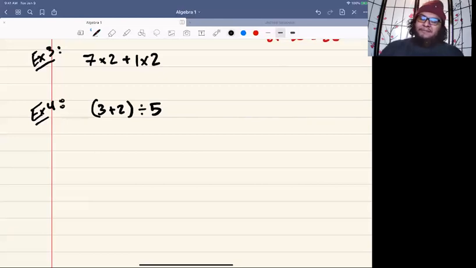Right here, we have parentheses. That means we have to solve whatever's inside the parentheses first. What do we have inside the parentheses? We have 3 plus 2. So what's 3 plus 2? That's just 5.